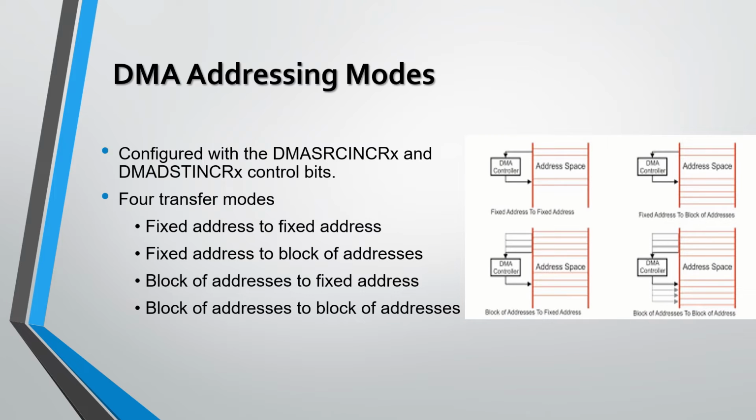Next, DMA addressing modes. It is configured with the DMA source increment and DMA destination increment control bits. It has 4 transfer modes: fixed address to fixed address, fixed address to block of addresses, block of addresses to block of addresses, and block of addresses to fixed address. It has a word to byte conversion and byte to word conversion. In word to byte conversion, only the lower byte of the source word is transferred. In byte to word conversion, the upper byte of the destination word is cleared when the transfer occurs.